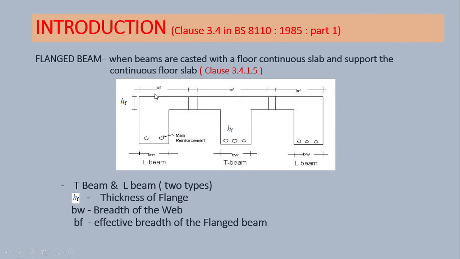You have to know about this BF. BF means effective breadth, that means the breadth which acts together with the breadth of the beam and the slab. Also, the thickness of the slab section at the top is called HF, the thickness of the flange. The section below the flange is called the web, and it is denoted by BW. So HF and BW you know, and you also have to calculate this BF. You will learn how to calculate BF when you are doing some calculations.